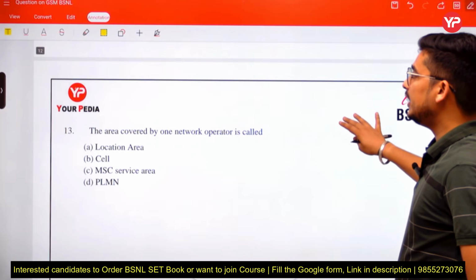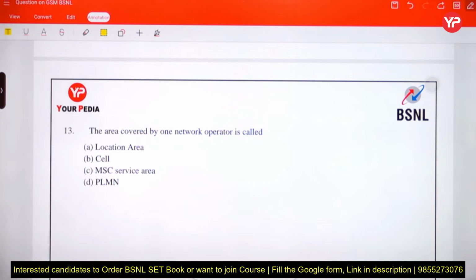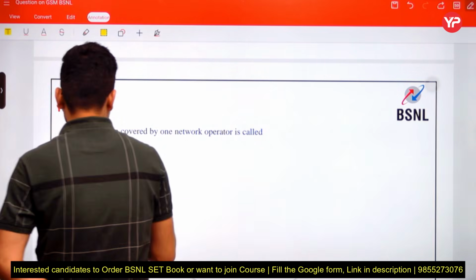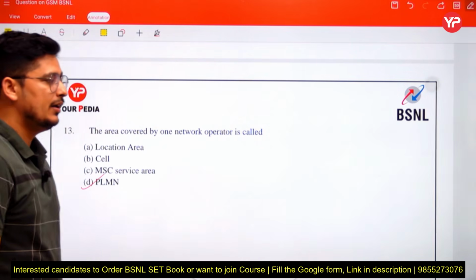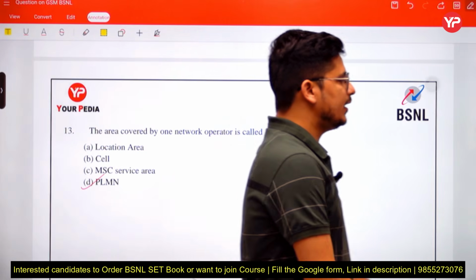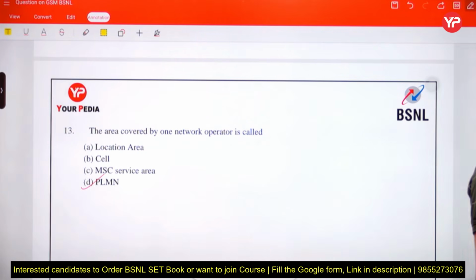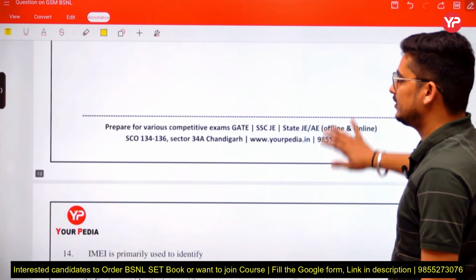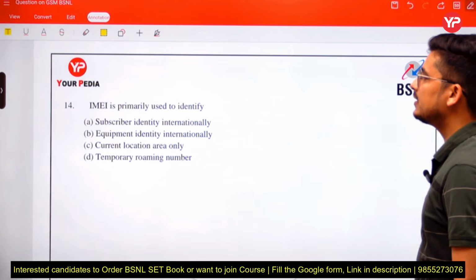The area covered by a network operator is called what? That is generally called PLMN. So the area covered by a network operator is generally known as PLMN. Yes.